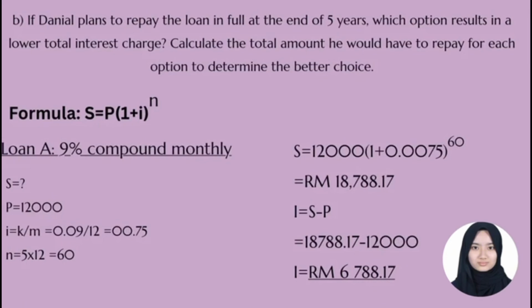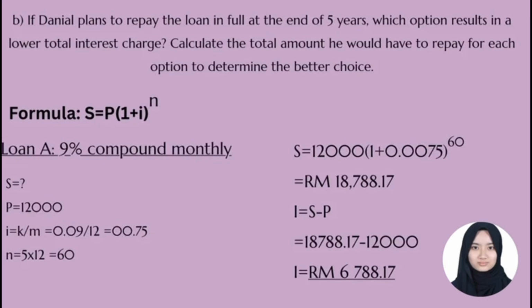To calculate the total amount Daniel will have to pay on each loan, we use this formula: S equals P(1 plus i) to the power of n, where S is the future value, P is the principal, n is the total number of compounding periods, and i is the annual interest rate. For loan A, we put the amounts that we just calculated on the left, then put them into the formula. This calculates to a total repayment amount of RM 18,788.17.